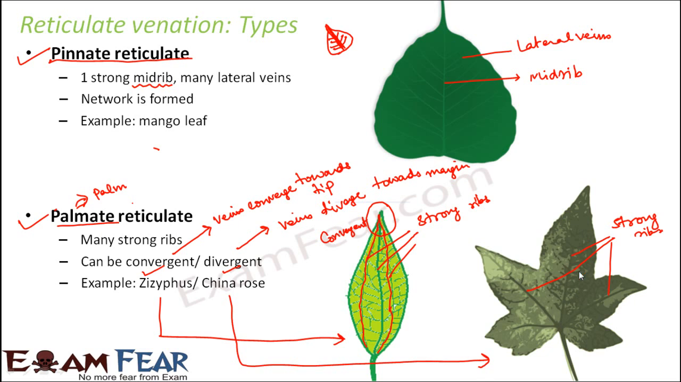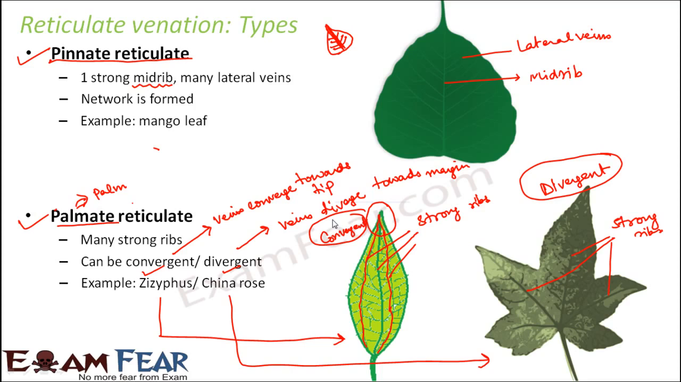Here you can see these are the strong ribs. Now these strong ribs are not meeting each other, they are going away from each other and they are going away towards the margin. Margin, that is the boundary of the leaf. So they are going away from the tip and towards the margin. So this is an example of a divergent palmate reticulate, and this is an example of convergent palmate reticulate. Right? I hope it is clear to you what the types of reticulate venation are.